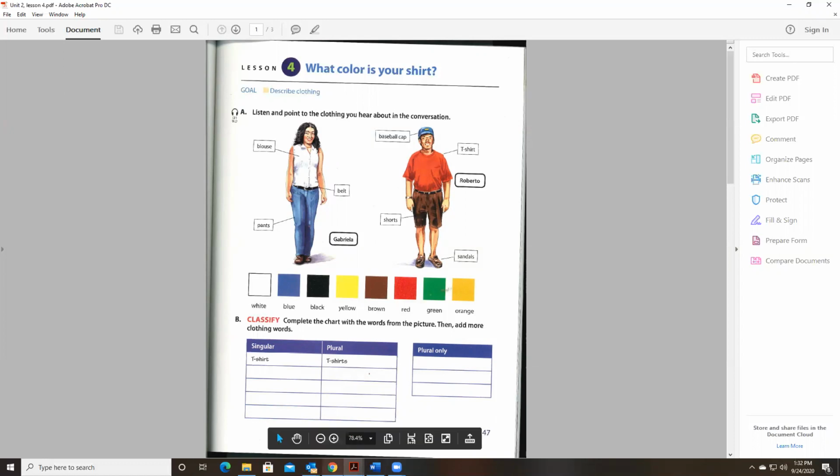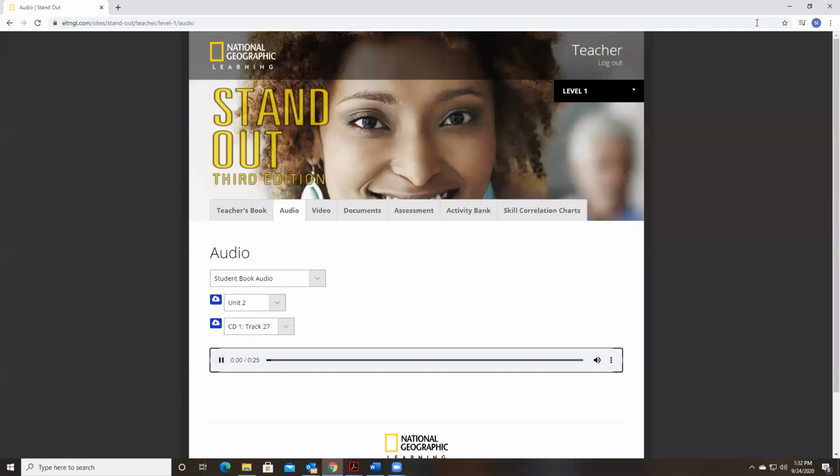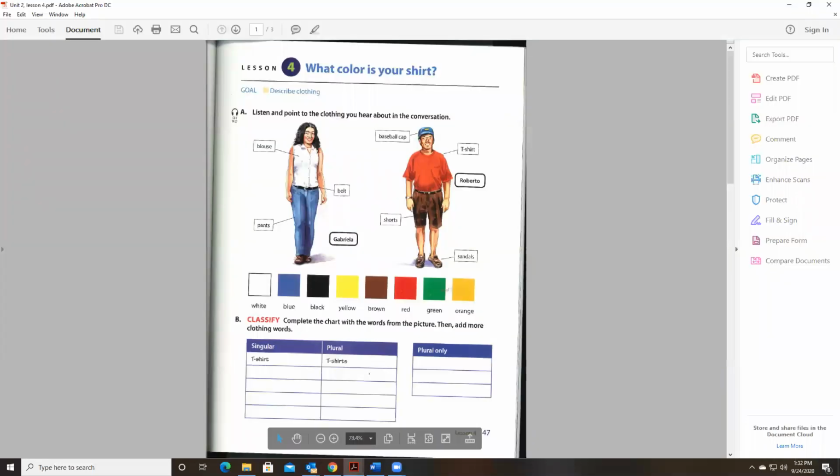All right, let's repeat it one more time. Gabriella, what are you wearing to class today? I think I'll wear my white blouse. How about you? I'll wear my red t-shirt. And I think I'll go casual and wear shorts. Me too. I want to go casual. I'm wearing my blue pants with a black belt. You won't miss me. I'll be wearing a baseball cap.